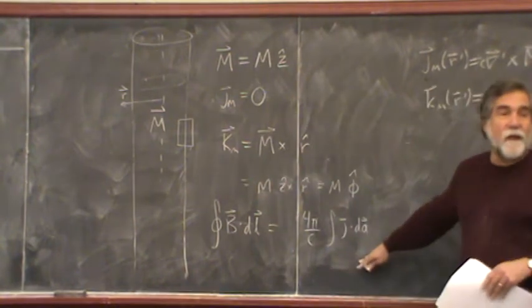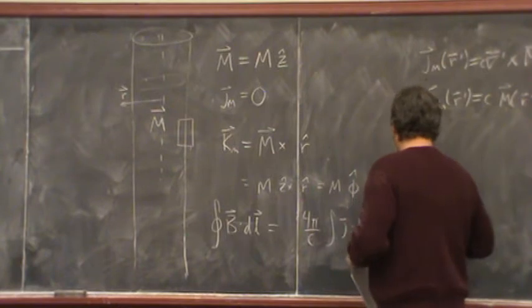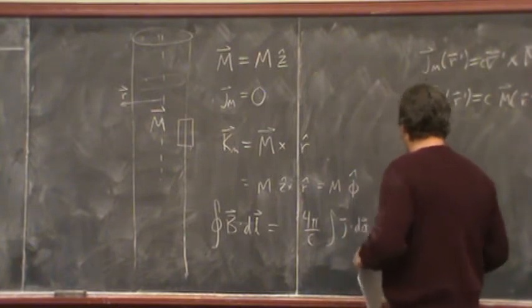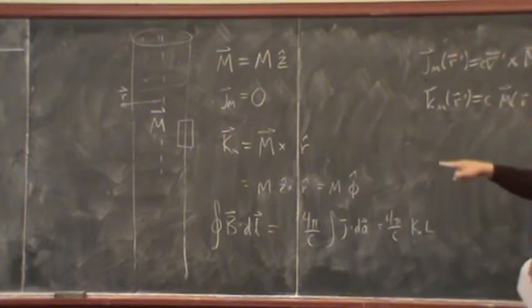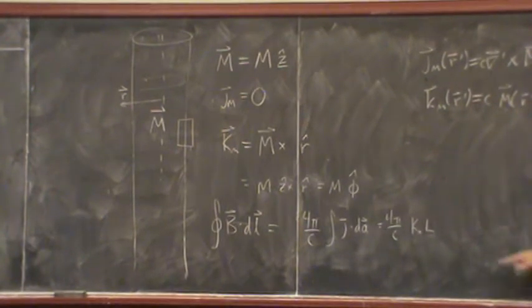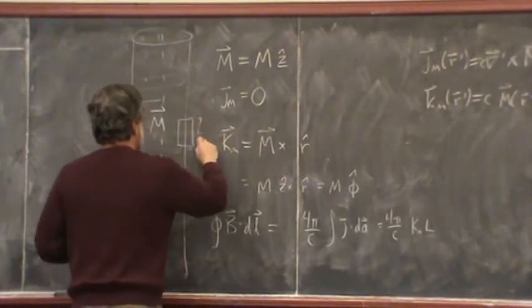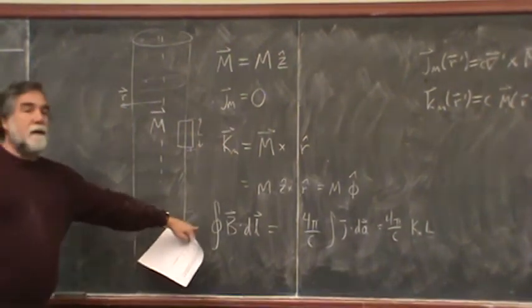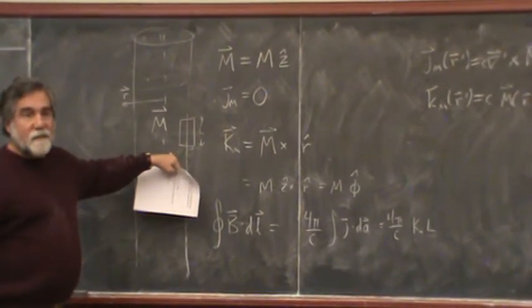Okay, that's the net flux, all right? So that's actually 4 pi over c times K, the magnetization current that I derived over there, times the length of this region that I'm going to take here, L. All right? And on this side here, I'm actually only going to have magnetic field on the inside, right?